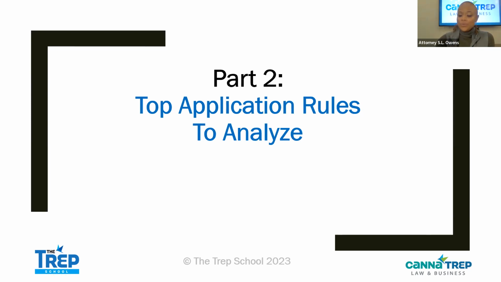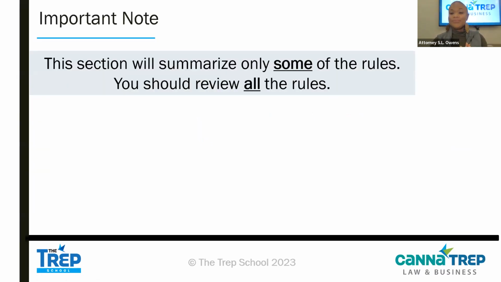So, top application rules that you should analyze. Important note, this section will summarize only some of the rules. You should review all of the rules, okay? Because we could be here a long time going through every single rule and law in the Illinois cannabis industry. I am focused on some of the top rules that I think could trip people up, okay? But please go and review all of the rules, at least the application rules, right? And those rules, if you go to the document table, document number 9, click that link. Those are all of the application rules from IDFPR, okay?